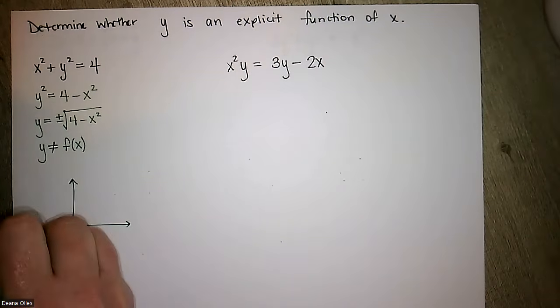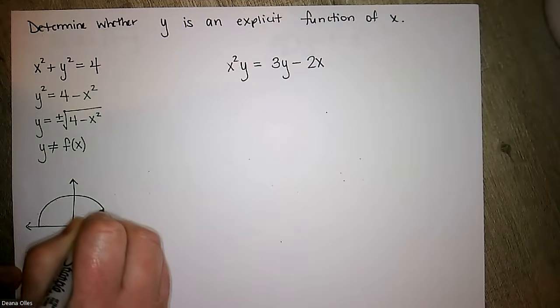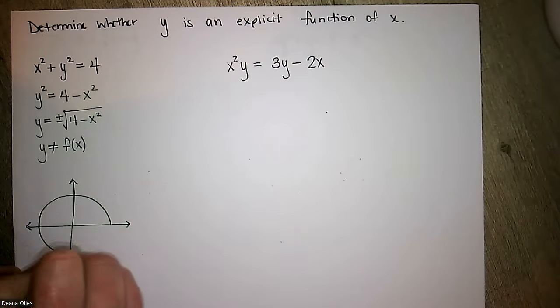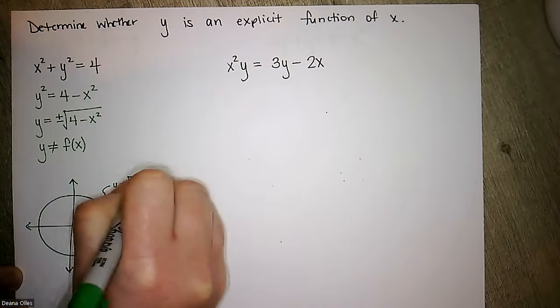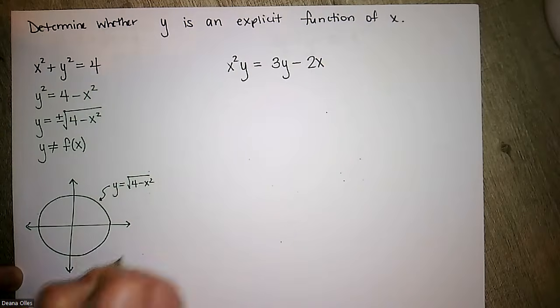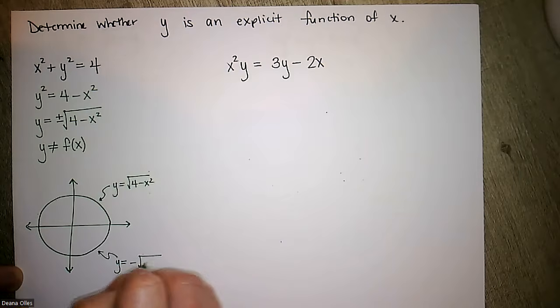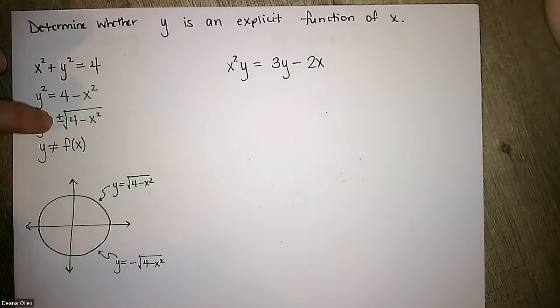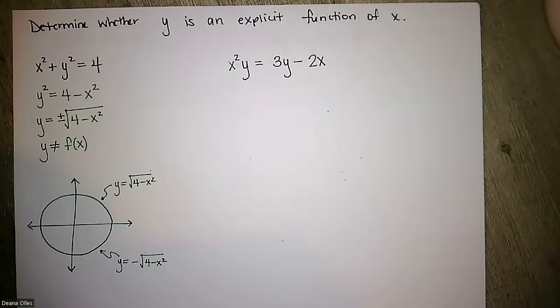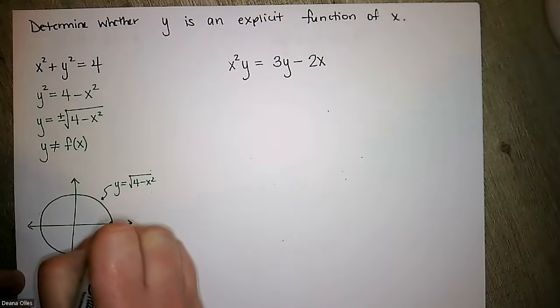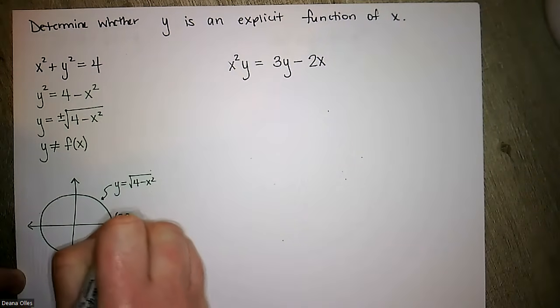vertical line test at all points except for its left and right vertices. So here's my circle, right? The upper half of the circle is the positive square root of 4 minus x squared. The lower half of the circle is the negative square root of 4 minus x squared. That's where the plus or minus comes into play. My positive y values, my negative y values. And so basically, I'll just put 1 point here, 2, 0.